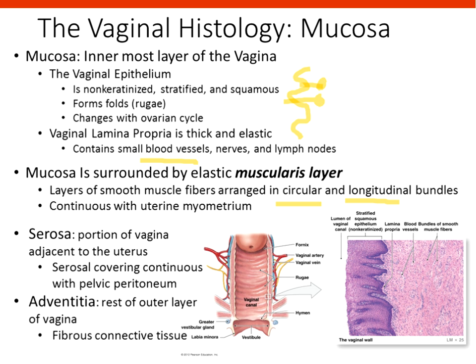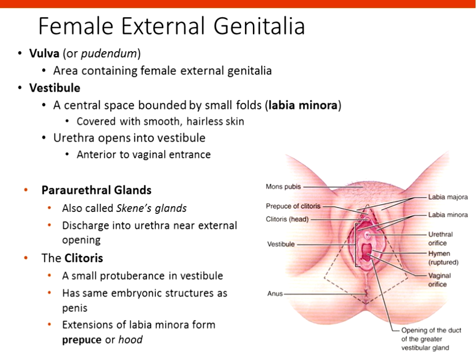The outermost part of the vagina is known as a serosa for the parts adjacent to the uterus. And then some other areas are going to just be an adventitia, more of the fibrous outer layer outside the muscle. All right, the external genitalia. So from the mons pubis, all of this is the external genitalia, and all of it from the labia minora and the vestibule is going to be the vulva.